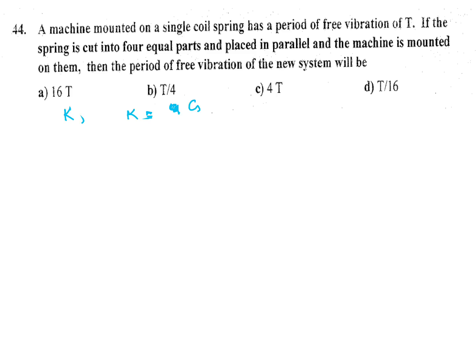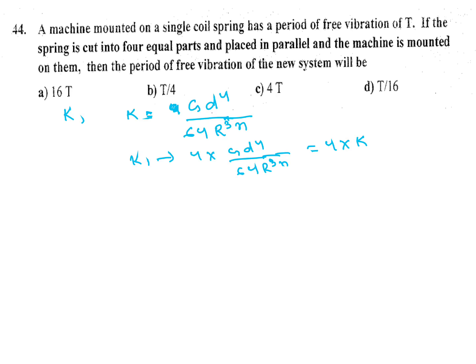G d to the power 4 by 64 RQN, cut into 4 parts. It's n by 4, so K1 is 4 into G d to the power 4 by 64 RQN. So it's equal to 4 into K. It is the stiffness of one single spring after the cut.